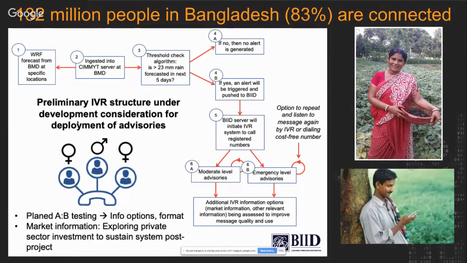We plan to do a little bit of A/B testing with this system, which is interesting because you can push different wording of alert messages to farmers at a large scale and then look at who responds to which kind of message more. You can look at how long they listen to the message before hanging up or becoming bored, for example, and you can use that to iteratively tailor and improve the system as you go forward.